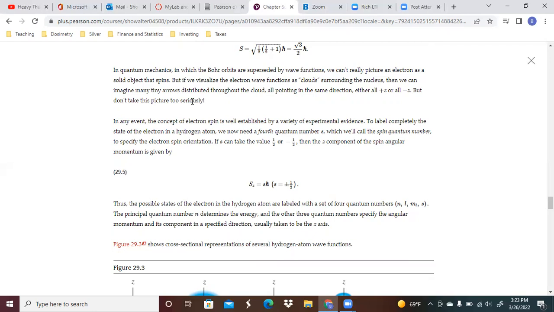To obtain completely the state of the electron in the hydrogen atom, we now need a fourth quantum number, as if you needed something else to worry about, which is going to be the spin quantum number. It specifies the electron spin orientation. So if S can take the value of 1/2 or minus 1/2, then the z component of the spin angular momentum is given by this.